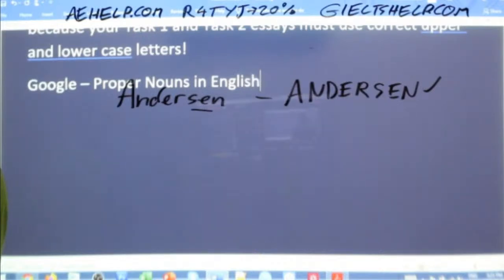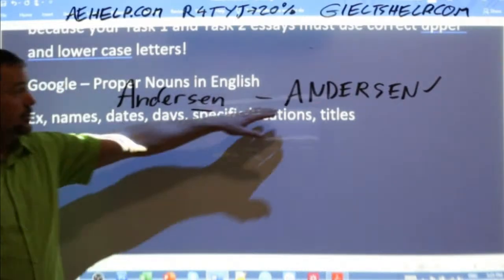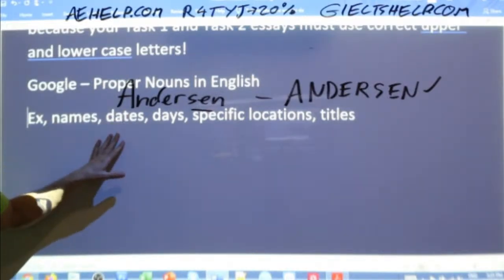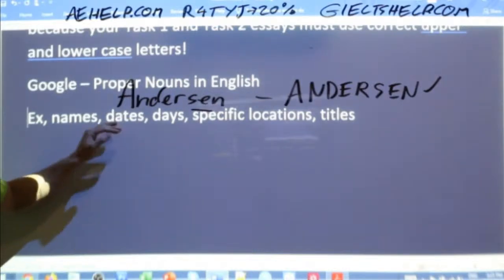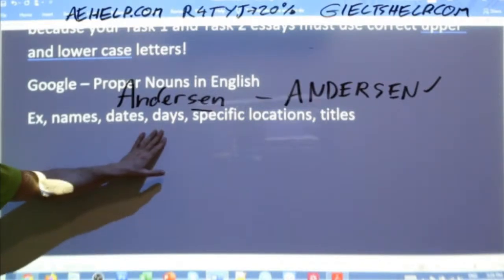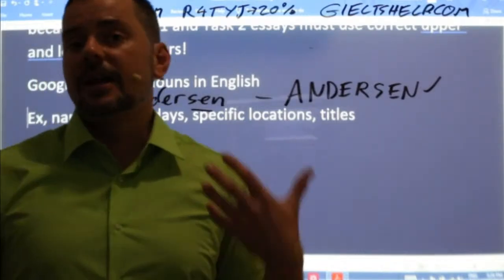It's worth learning it. So for example, names, dates, days, okay? And specific locations, titles, okay? Those are proper nouns. So the name Anderson is a proper noun, therefore it takes a capital A. If you write the word September, September is a month, it's a date, it takes a capital S. Days, Monday, Tuesday, Wednesday, it's a proper noun, it takes a capital letter. Specific locations like Budapest, where I'm streaming from, it takes a capital letter.